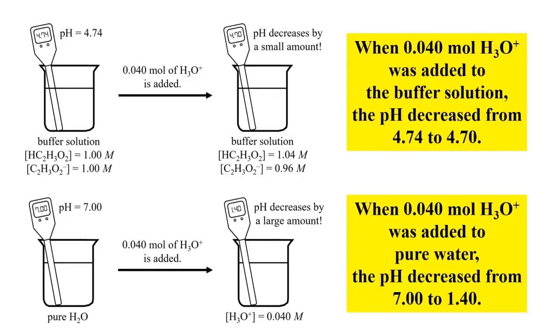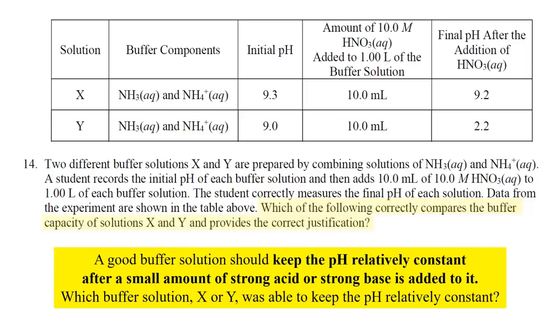So the power of a buffer is to maintain a relatively constant pH when a small amount of either a strong acid or a strong base is added to the buffer. So a good buffer solution should keep the pH relatively constant after a small amount of strong acid or strong base is added to it.